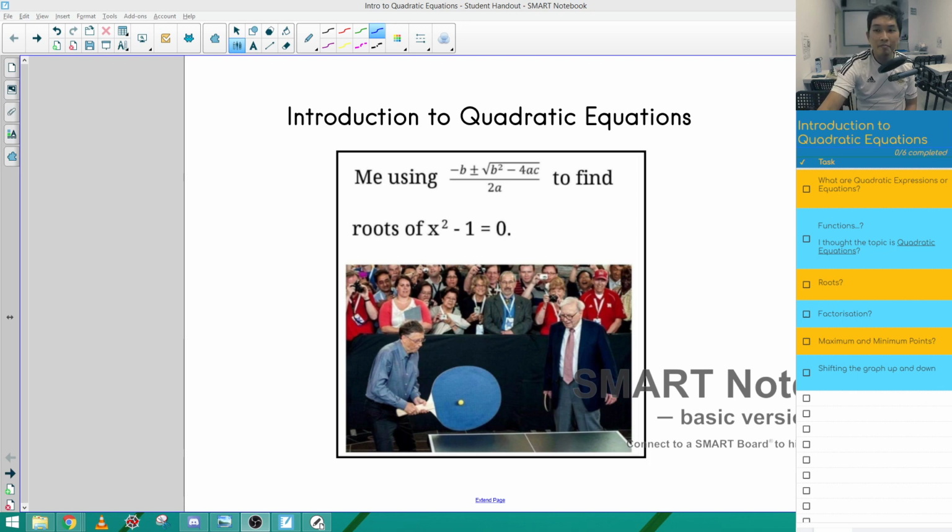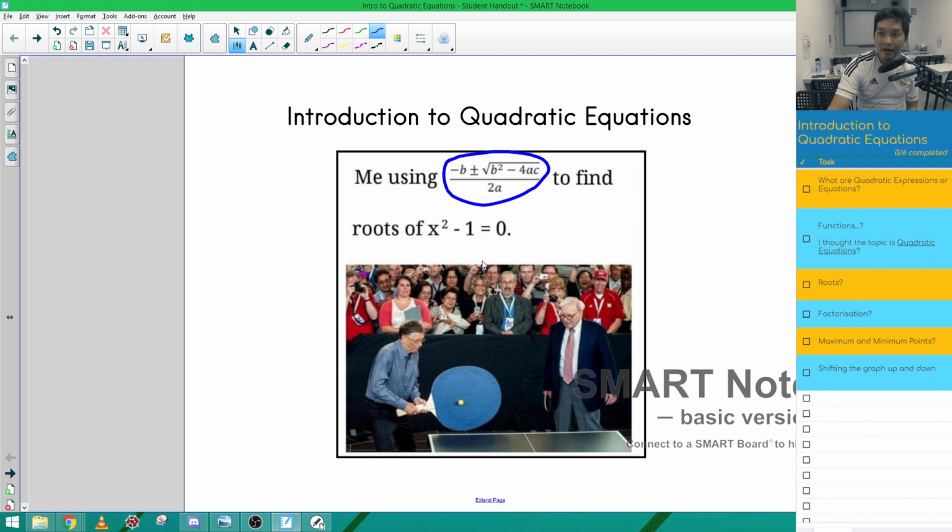So let's start off with what we already know. And we can see a meme over here. The meme says, me using the quadratic formula. Yes, this is the quadratic formula to find the roots of x squared minus 1.